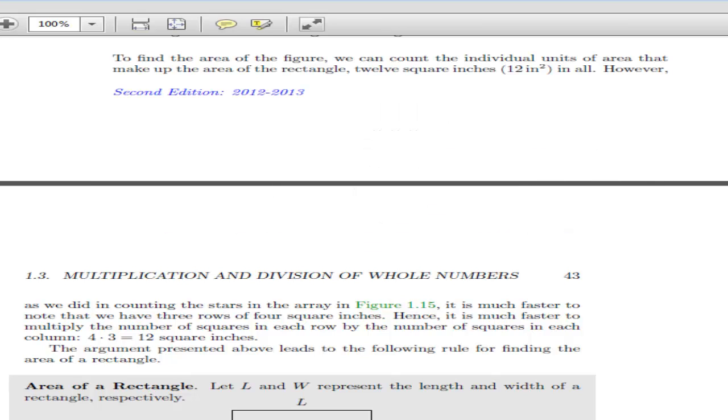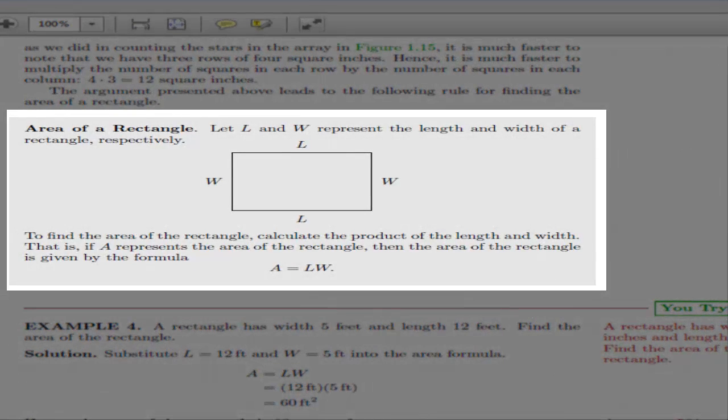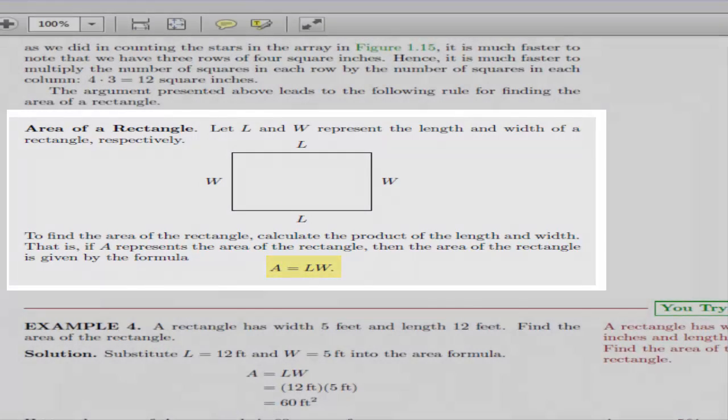The argument represented above leads to the following rule for finding the area of a rectangle. Area of a rectangle. Let L and W represent the length and width of the rectangle, respectively. To find the area of the rectangle, calculate the product of the length and width. That is, if A represents the area of the rectangle, then the area of the rectangle is given by the formula A equals L times W.